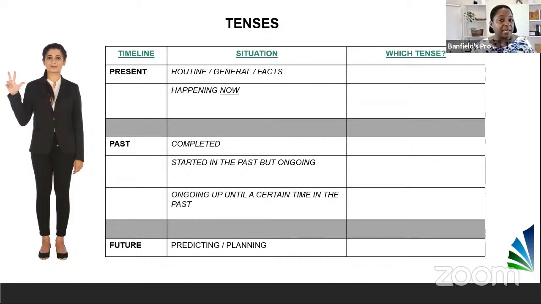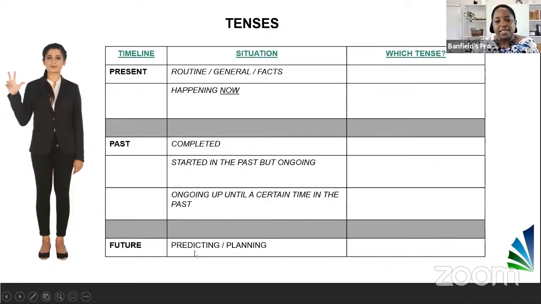Now, I know that can get a little confusing, so let me just repeat it. We have two different forms for things that started in the past and are ongoing. There's ongoing up until now, but then there's ongoing up until a certain point in the past. Okay. Now, I won't talk about all of them because that's just too much for 30 minutes, but I will talk about the ones that are most important, most often used by you in healthcare. Okay.